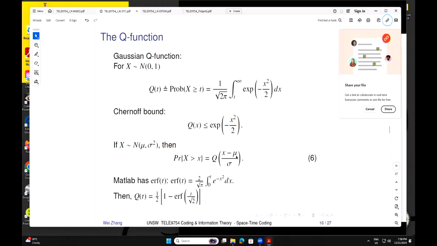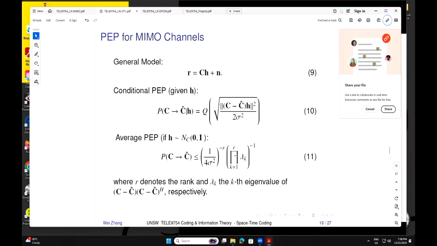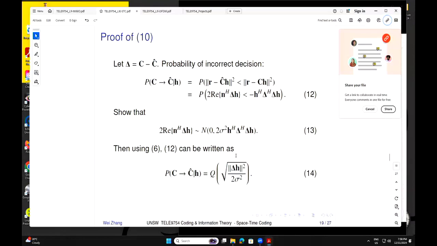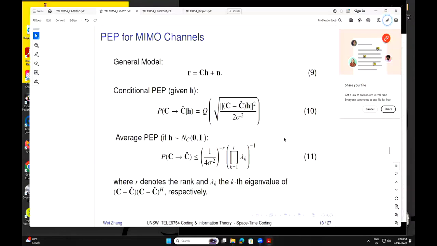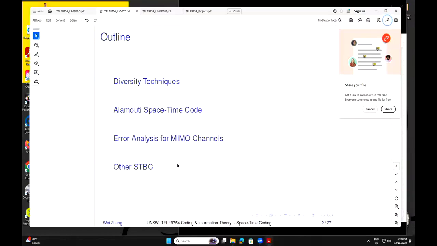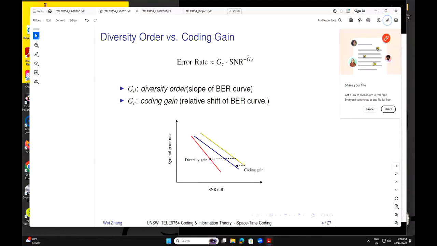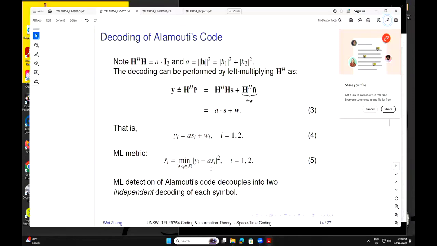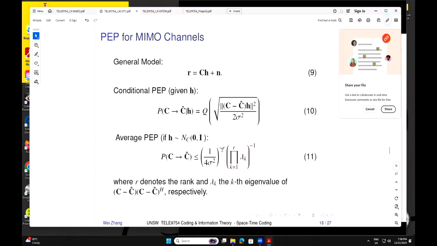Okay, so I think that we spent a lot of time to talk about the MIMO. The major thing is equation 10.11. That is, we try to analyze the error probability. We want to reach the conclusion that, on average, the error rate performance is decided by this equation, G_d, the diversity order, or diversity gain. Diversity gain is given by the rank of the channel, of the codeword.